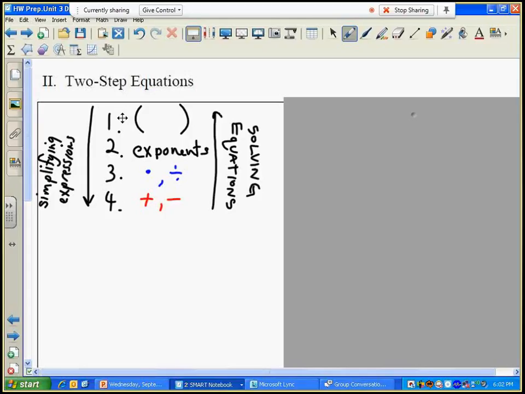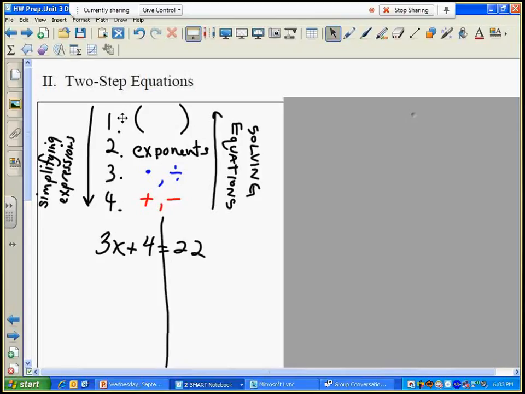Let me give you an example. Let's say I have 3x plus 4 equals 22. Copy this down with me, please. If I want to solve for that x, I've got two things I got to get rid of. I've got the 3 that's being multiplied by x, and I also got the 4 that's being added to x as well. So the question becomes, what do I get rid of first? Well, we're going to go through the order of operations backwards. So what we're going to take care of first is getting rid of that 4.